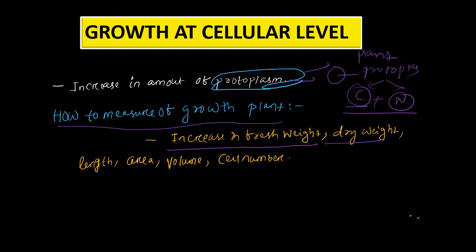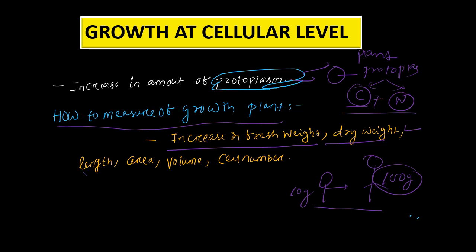Increase in fresh weight means, let's consider this is a small plant. This small plant grows after some time. When we measure, we find the weight was, say, 10 grams at first, and after some time it is 100 grams. So from this we can conclude the weight has increased. And next is dry weight. For dry weight, we take one specific plant and measure through comparison of that exact plant.